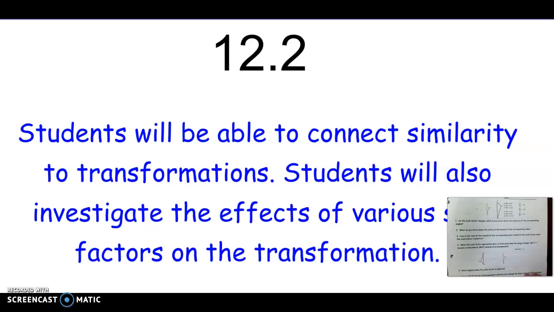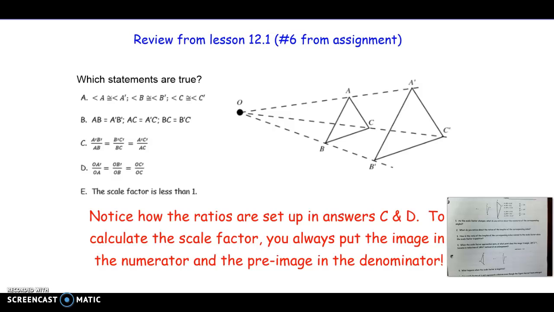This is the second block of Topic 12. In this lesson, we're going to connect similarities to transformations, more specifically dilations, and we'll also investigate how the different scale factors affect the transformations, which again is dilations, what we're looking at.